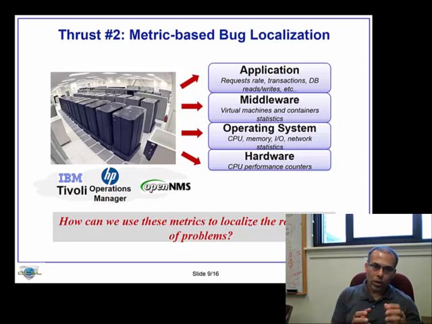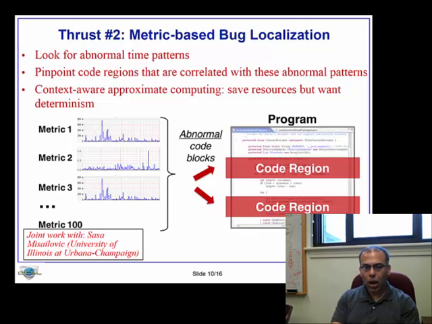So the overarching problem in this space is, how do you use this wealth of information, this deluge of metrics that are being collected on a regular basis, either periodically with a fairly short time period or in an event-driven manner, where in case of certain anomalous events, certain monitoring is triggered. So how can we use all of this information in order to localize the root cause of the problem?